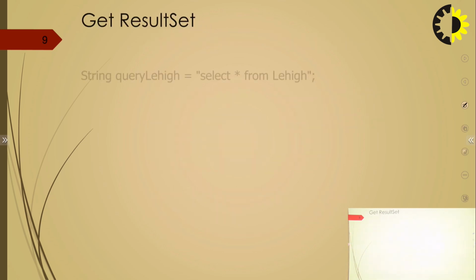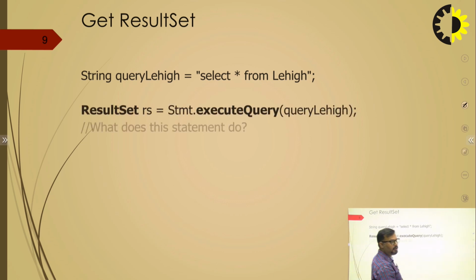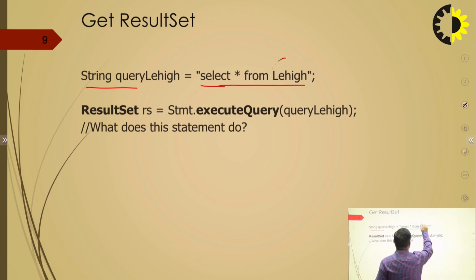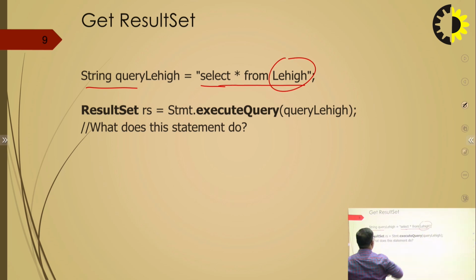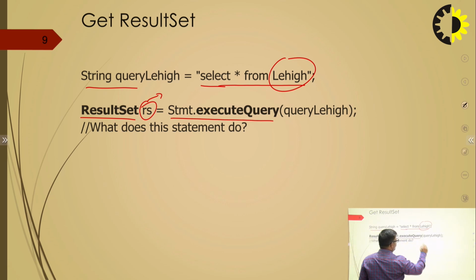Next thing, get the result set. Here use a string query, select from Lehigh. Lehigh is like a table name. Okay, so here ResultSet rs; rs is an instance of the ResultSet class. Then statement.executeQuery with the query of the table name.